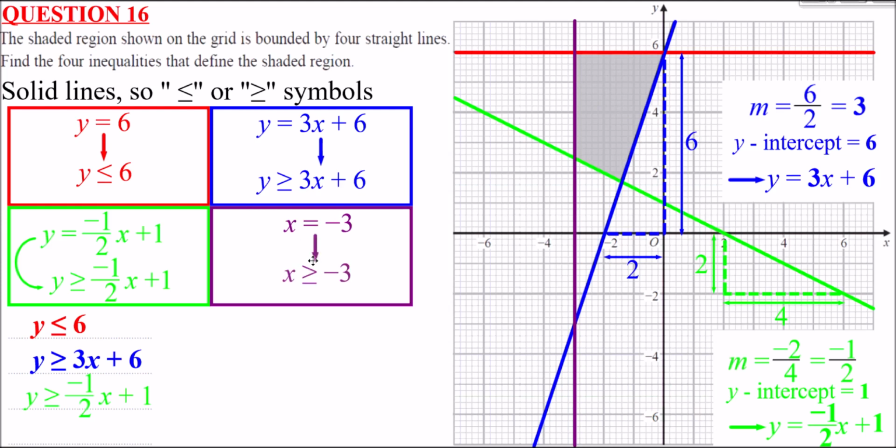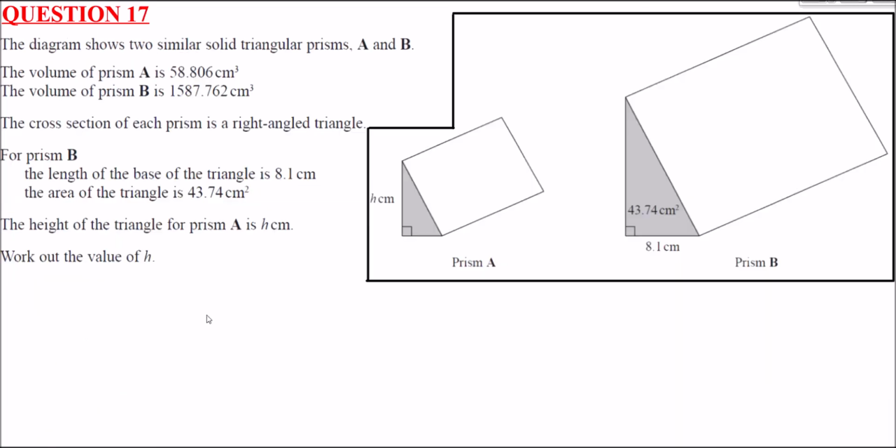So that's our adaptation. So that's our fourth and final inequality. So we add this one in. As long as we've got all these four listed properly in any order, we've got full marks for question 16.